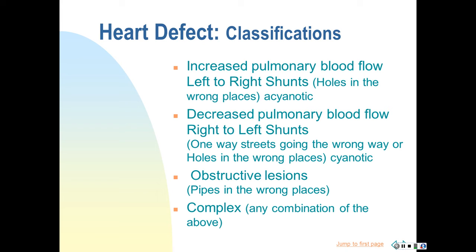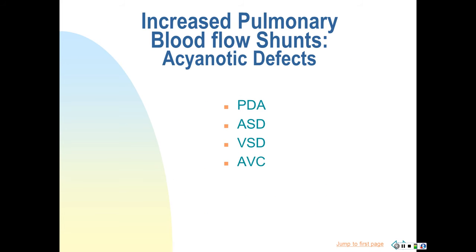What they do have problem is extra blood going to the lungs, so you have more problems with, say, congestive heart failure. Then we're going to talk about the ones that have decreased pulmonary blood flow. So the blood is shunting blue blood to the red side. So these kids are the cyanotic, the blue kids. The obstructive lesions, where things just don't go through like they're supposed to, and then the all of the aboves.